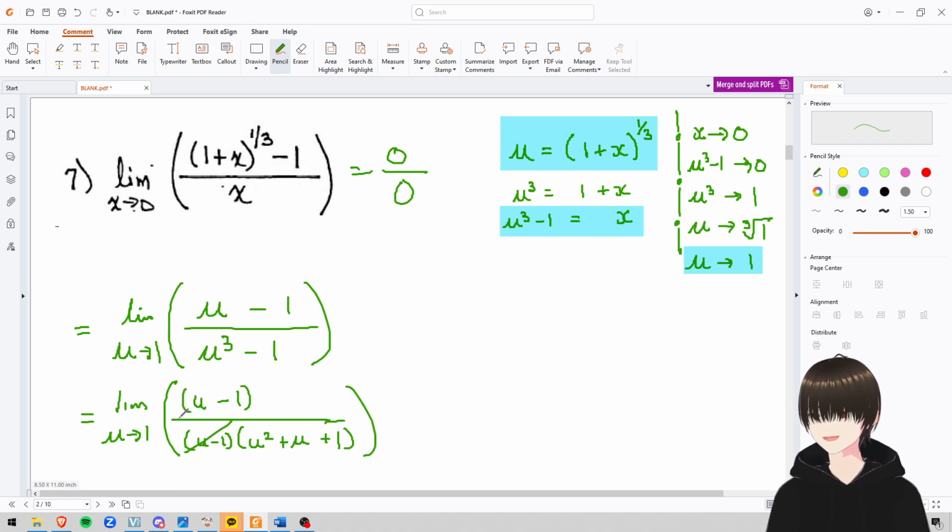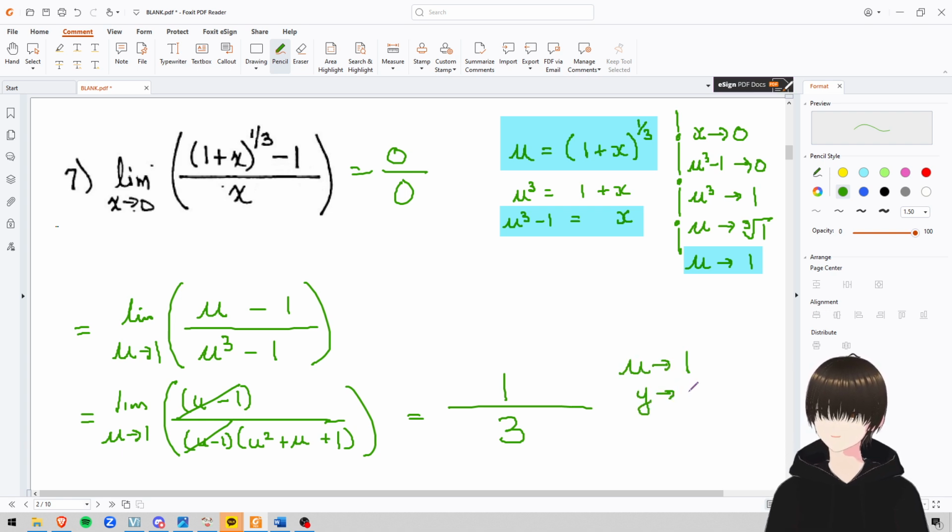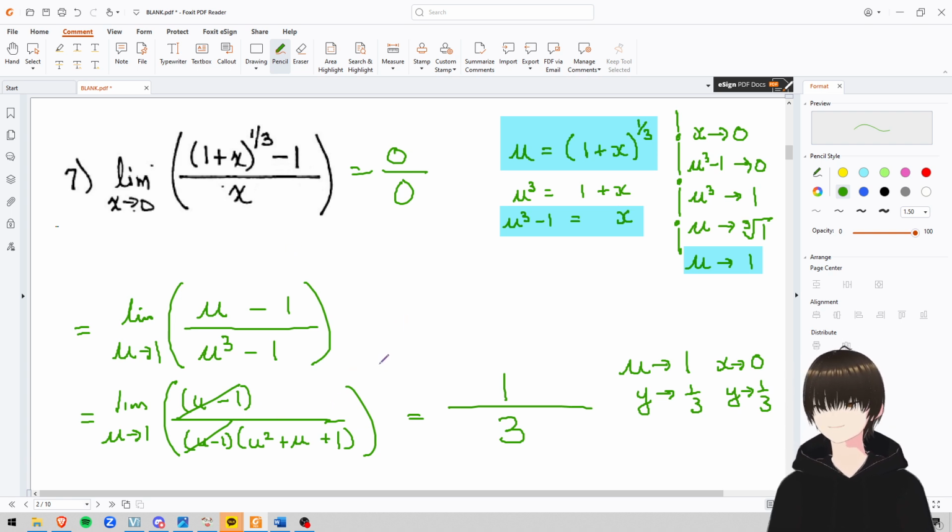These effectively divide each other out, and I should be able to plug in and substitute the 1. We have 1 over 1 plus 1 plus 1, 1 over 3. As u approaches 1, my y value approaches 1 over 3, which is the same as when x approaches 0, my y approaches 1 over 3. There it is. This is both a substitution example as well as a cubic factoring example.